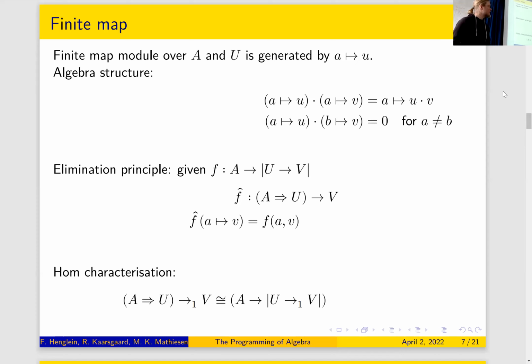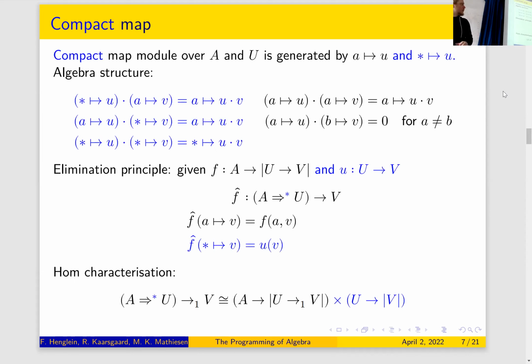And the multiplication is defined similarly to the free one, but in this case, when we have A maps to U and A maps to B, then we have to multiply the U and B, recursively, for it to make sense. And the elimination principle is extended accordingly again. So instead of having just a map from A into B, we have A into a linear map from U to V.